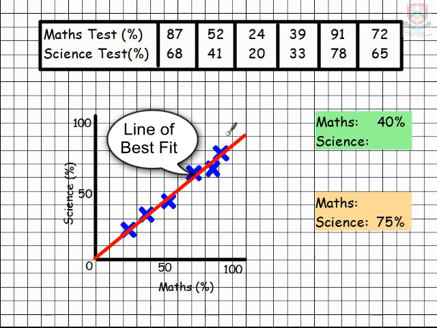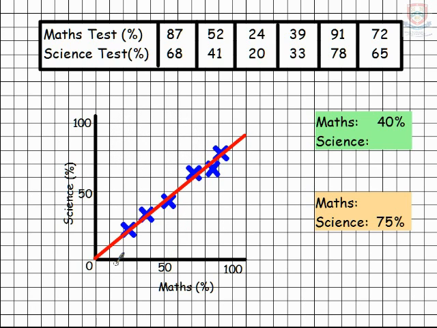If there is no pattern, if you cannot see where the line would go, then maybe there is no relationship. But in this example we can quite clearly see that all of the points do make this nice line. What this graph now shows us is that the higher the maths score goes, the higher the science score seems to go. And this is what's called positive correlation.